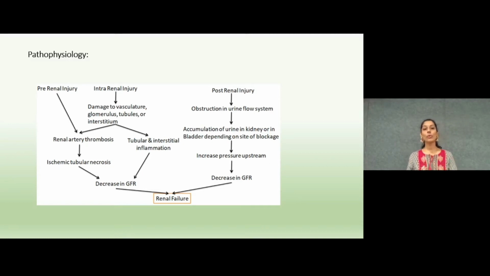And the post-renal cause can also be due to obstruction in the urine flow system, which causes accumulation of urine in the kidney or bladder depending on the site of blockage, which causes increased pressure upstream, which causes a decrease in glomerular filtration rate and which causes renal failure.